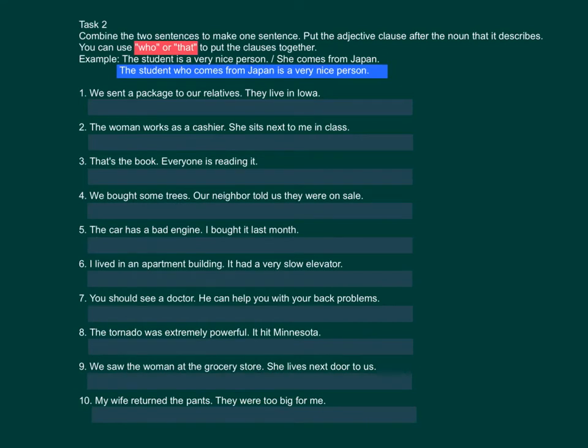For example, the student is a very nice person. She comes from Japan. The student who comes from Japan is a very nice person. Try number 1 to number 10. 1. We sent a package to our relatives. They live in Iowa. The answer is: we sent a package to our relatives who live in Iowa.